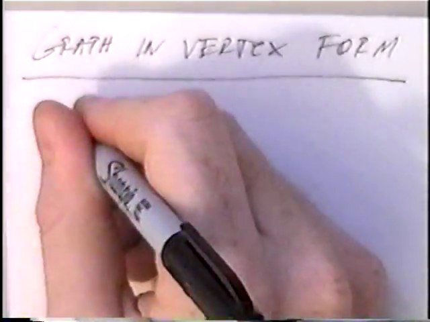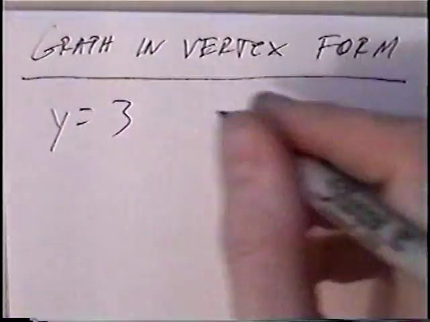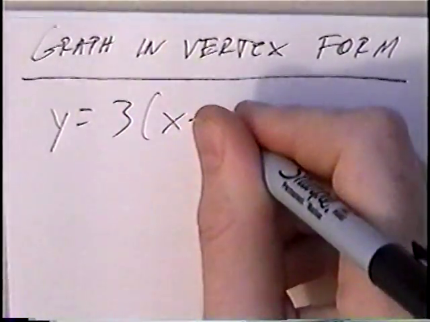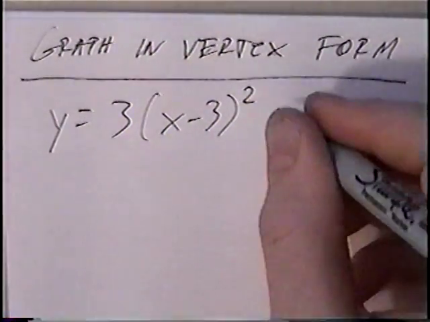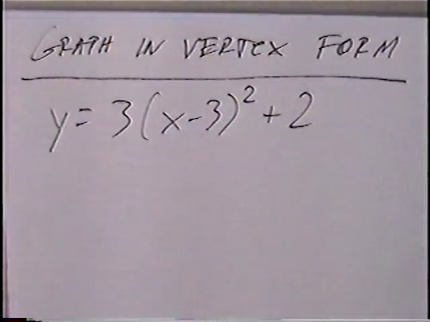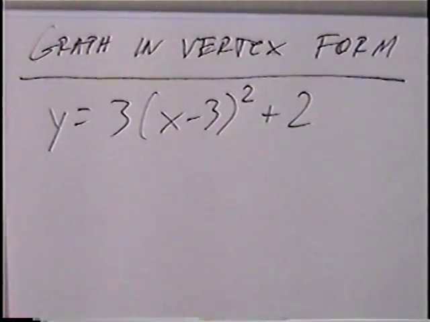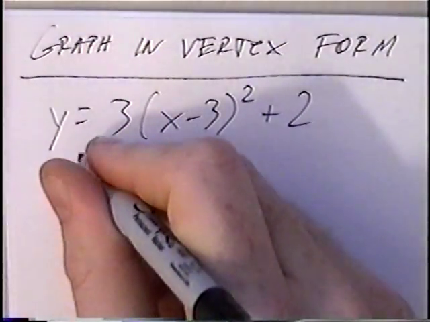First equation, y equals 3, inside parentheses x minus 3, squared, plus 2. From this equation, we can find the vertex.